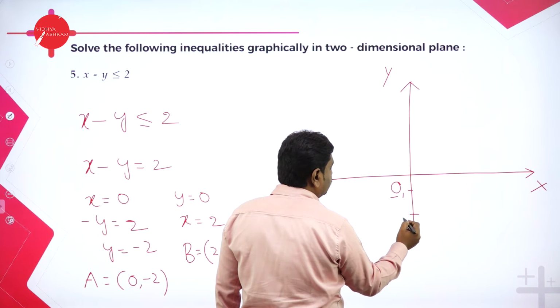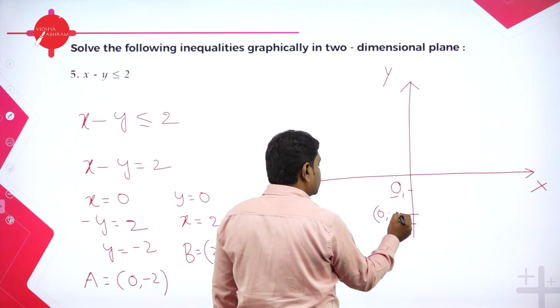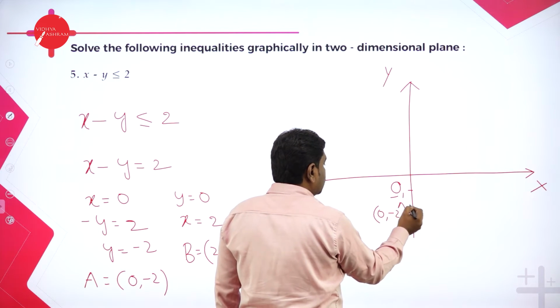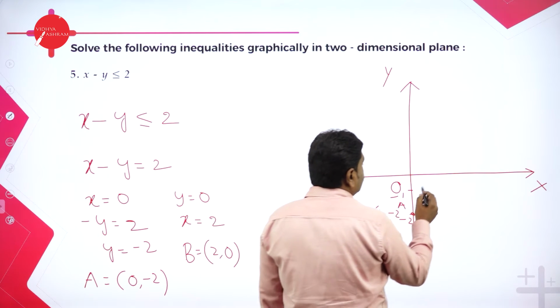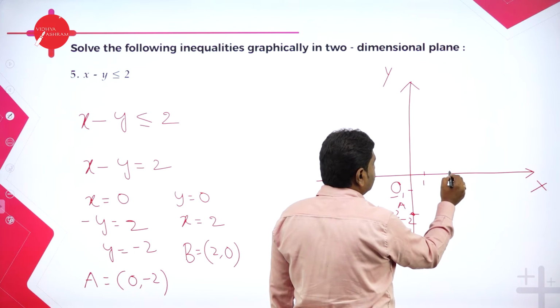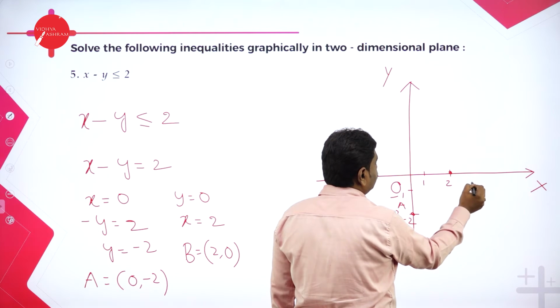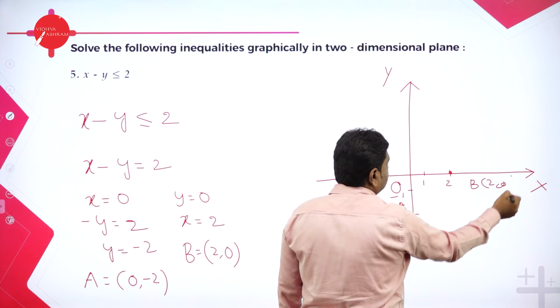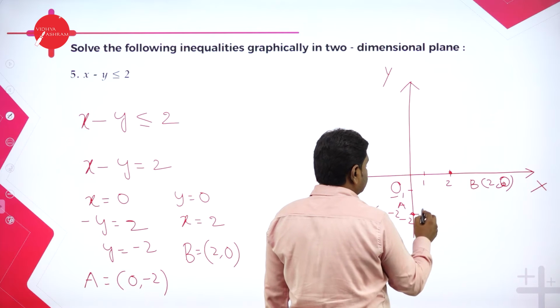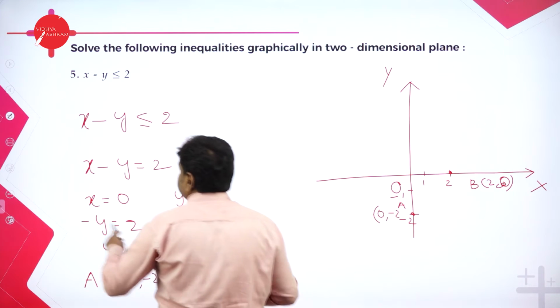You know this is minus 1, this is minus 2. This is (0, minus 2). This is point A, and you need point B. Point B is (2, 0). (2, 0) means on the x axis at 2. So this is (2, 0). B is (2, 0). So now you've got the line. Stretch a line between these two.